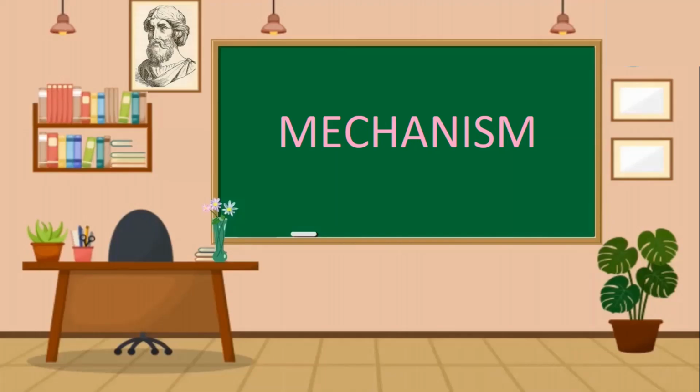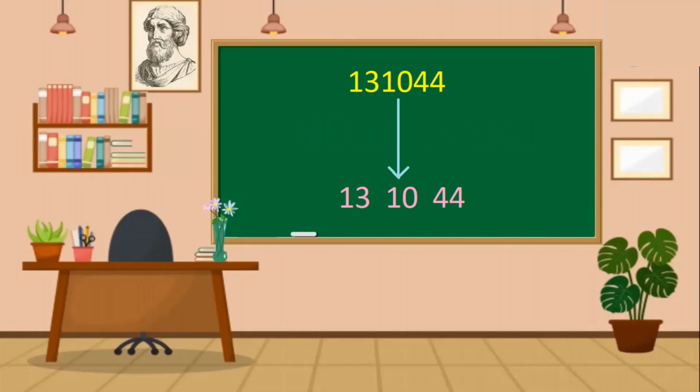Then let me explain the mechanism of this process step by step. First, we separate the number into periods of 2 digits. Why do we do so? There's a nice numerical pattern in mathematics to recognize.